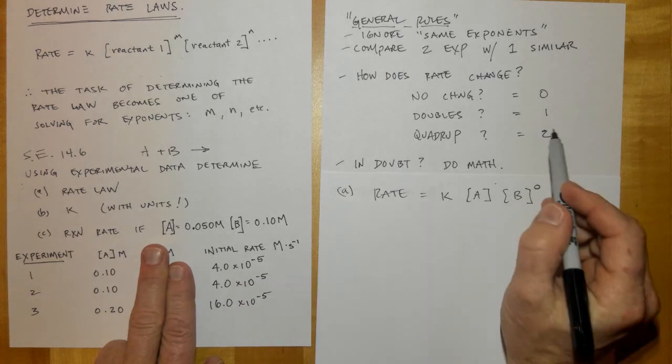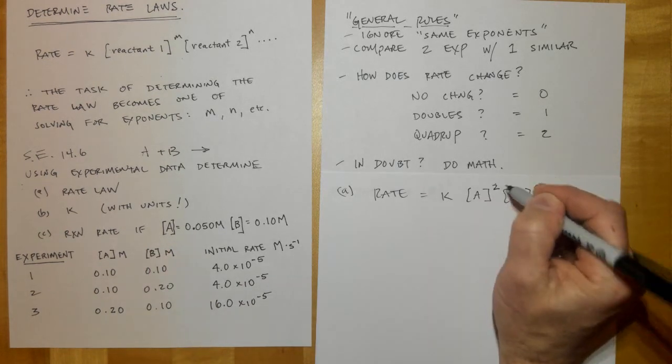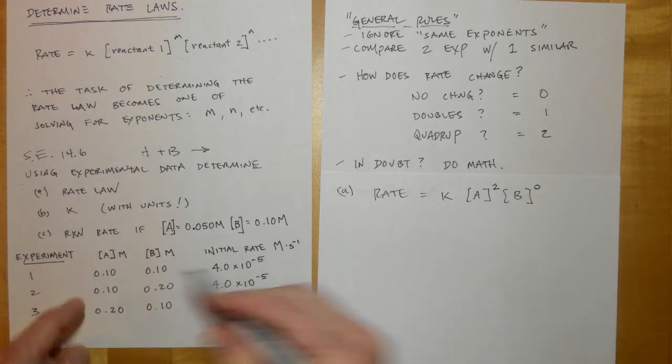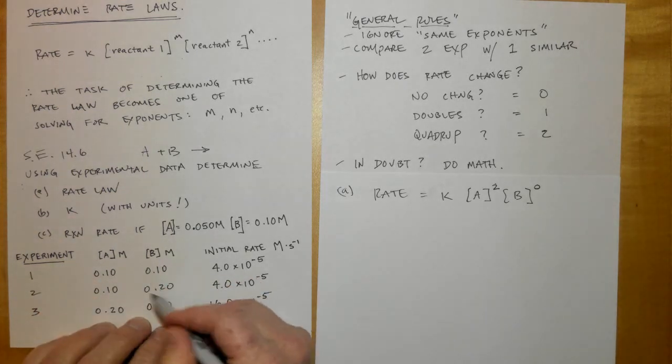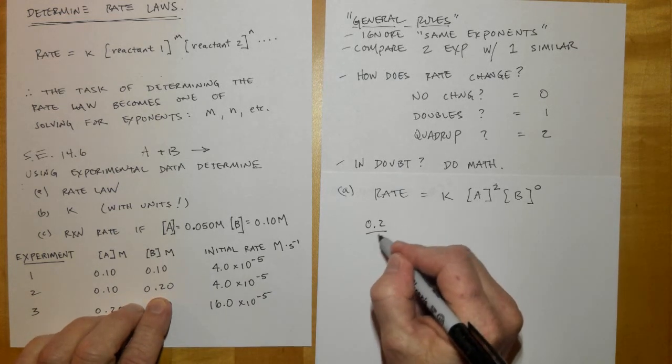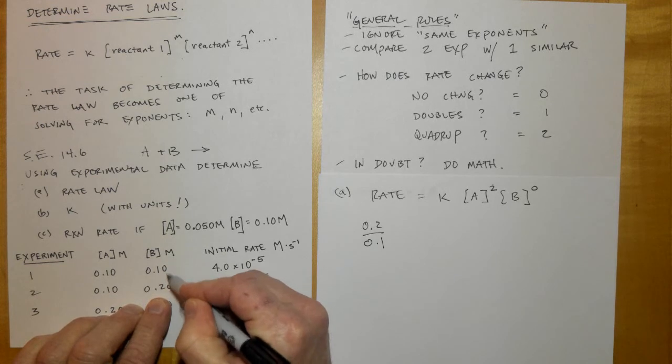Quadruple the rate means it's second power, so A would be to the second power right here. Now, if you're not sure about these, you can go ahead and do the math. So here's how the math works. When you're comparing these two, take the big concentration right here and put it on the top. So take 0.2 and put it over 0.1. 0.2 over 0.1 right here.